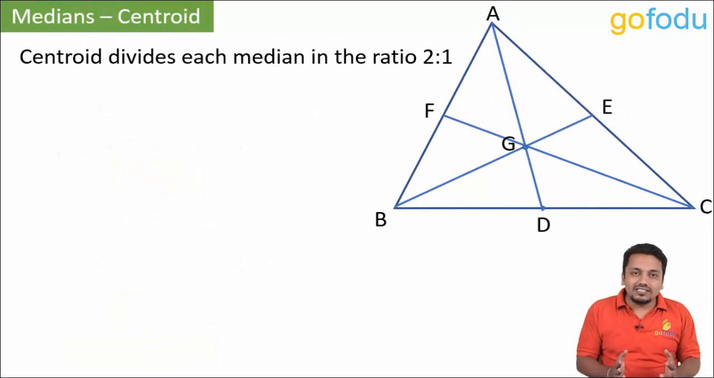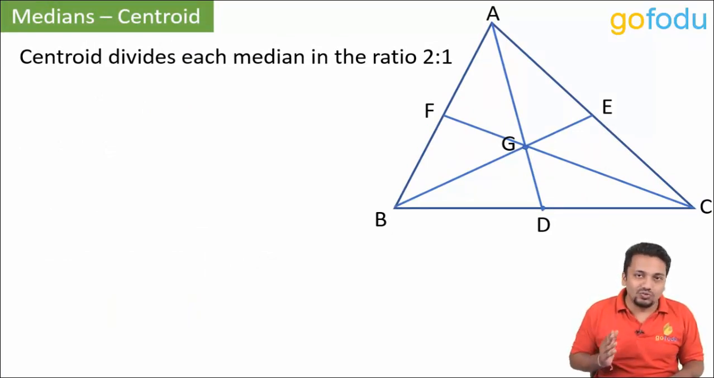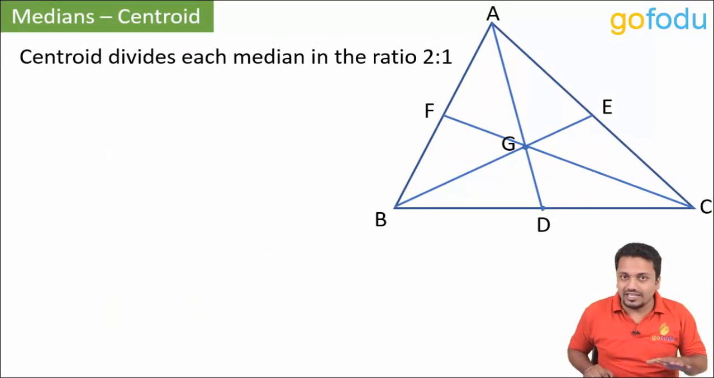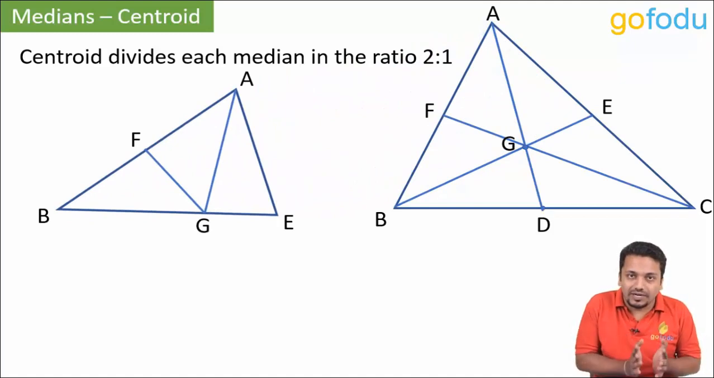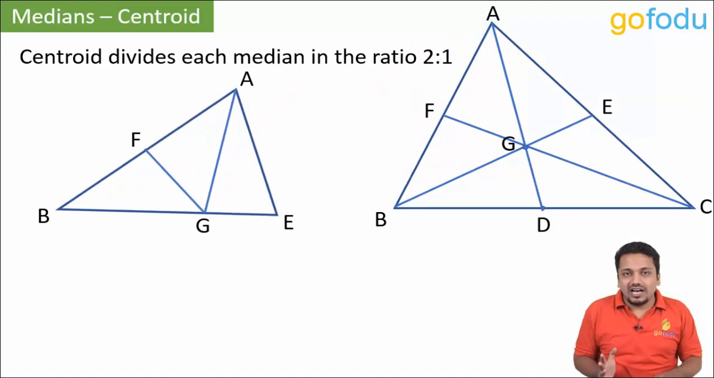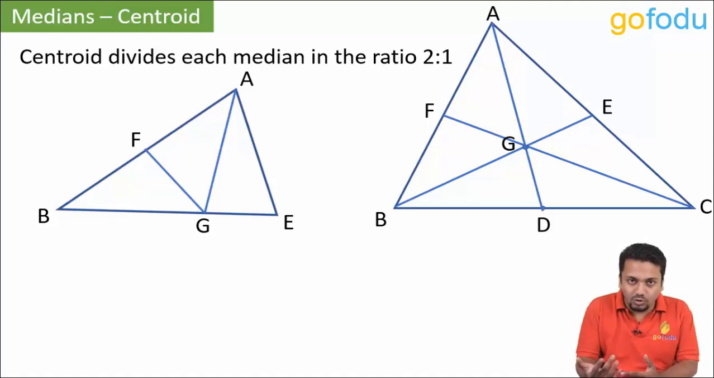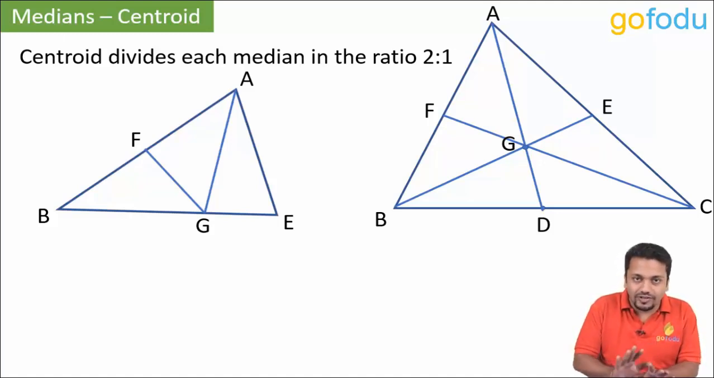Next property of centroid. It divides a median in the ratio 2:1. Now this one is very easy. Take this part, that is triangle BAE, separately. Now these 3 triangles are equal in area. This we have proved 2 minutes back, right? All the triangles were of equal area.